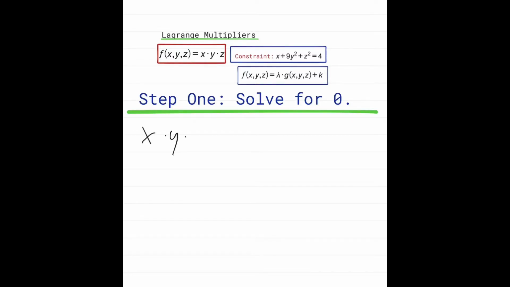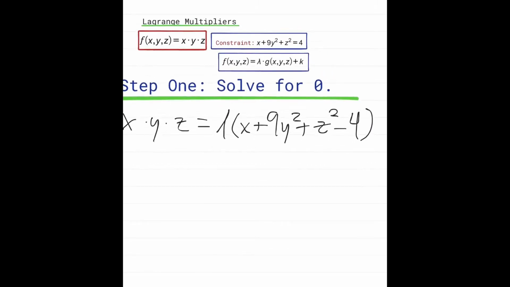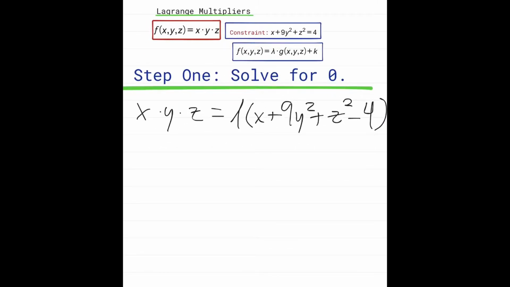So right here we have x times y times z, which is our function f of xyz, is equal to lambda times g of xyz, which would just be our constraint. So x plus 9y squared plus z squared minus 4. And now we're going to distribute lambda and then bring it all to one side and set it equal to 0.